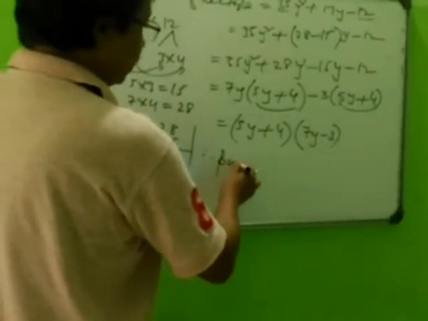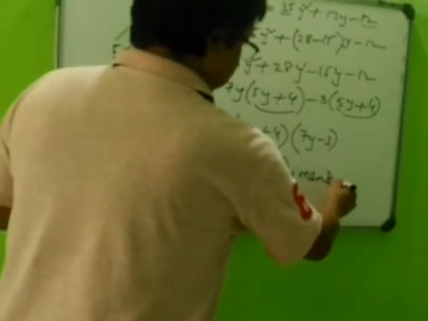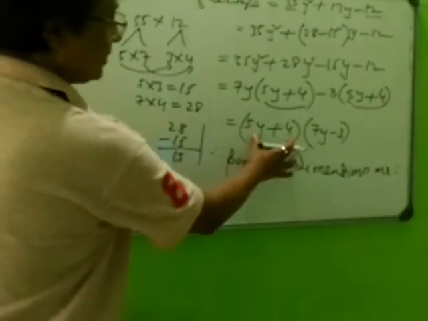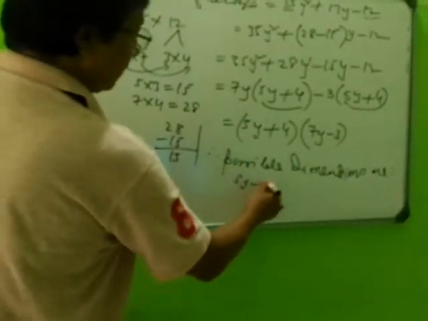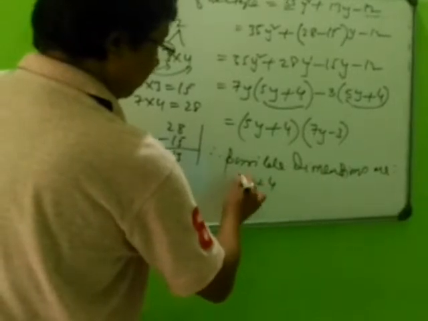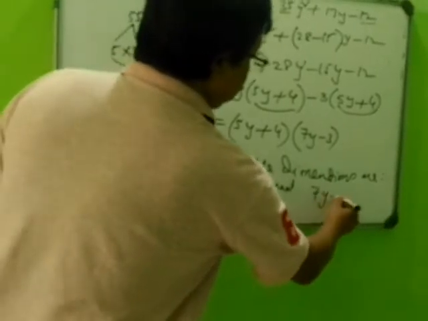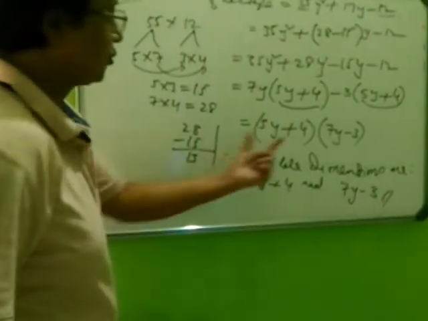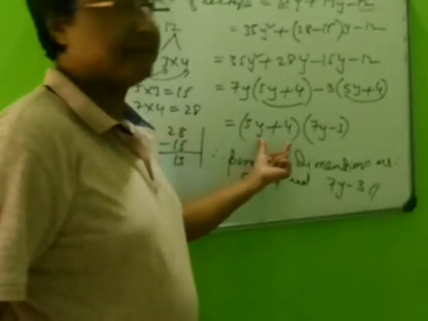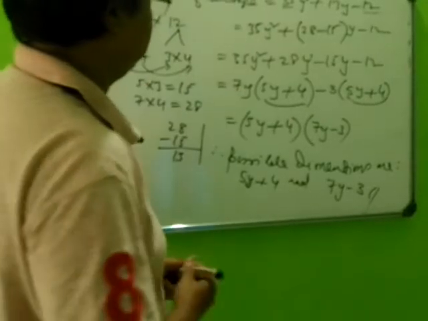Therefore, possible dimensions are 5y plus 4 and 7y minus 3. So this and this. So length into breadth or length into breadth. So these are the possible dimensions of the rectangle.